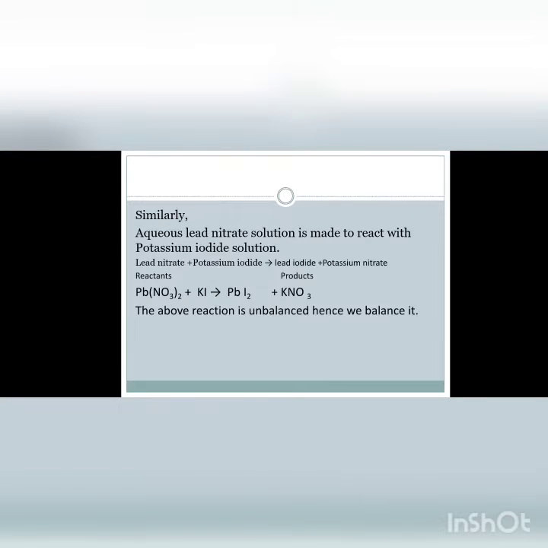Similarly, lead nitrate solution is made to react with potassium iodide solution. It forms a new product which is lead iodide. The above reaction is unbalanced and we have to balance it. So we will start by writing lead nitrate and potassium iodide reacting to form lead iodide and potassium nitrate.